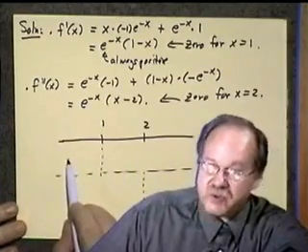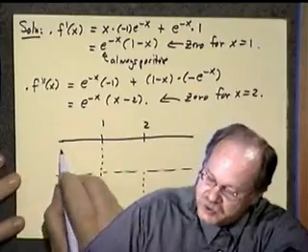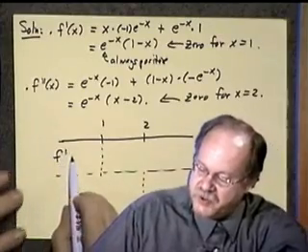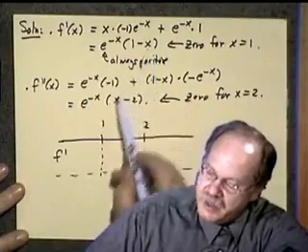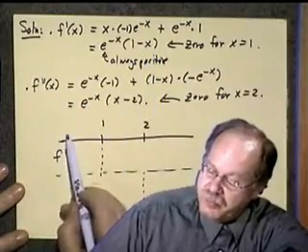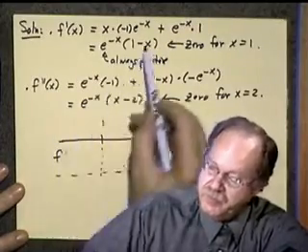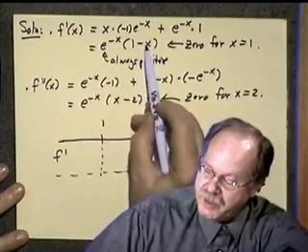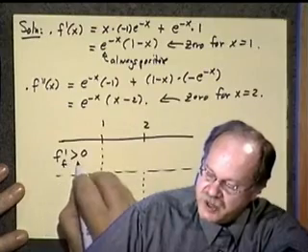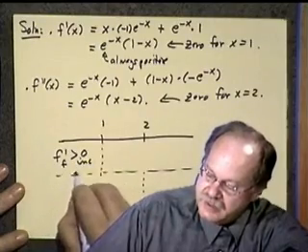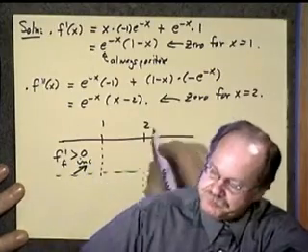So up here I just have 2 strips for my first derivative. So let's find out what the first derivative is doing in the first strip. If I'm below 1, I come up here and put a number below 1, an easy number like 0, for example. Put 0 in here, I get a positive number. So the first derivative is positive. That tells me the function f is increasing, and that's an arrow going upwards.